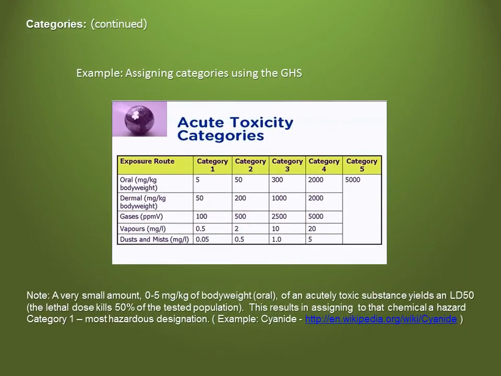This table shows how a material is assigned a hazard category using the GHS. Note, a very small amount, 0 to 5 milligrams per kilogram of body weight taken orally of an acutely toxic substance yields an LD50. This means the lethal dose kills 50% of the tested population. This results in assigning to that chemical a hazard Category 1, the most hazardous designation. The example here, cyanide.